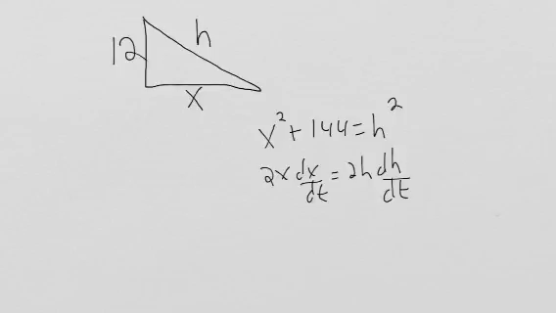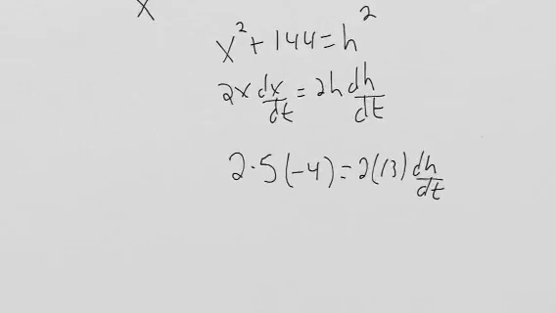It says that h is 13, and we already figured this out in the last problem using the Pythagorean theorem, that when h is 13, we found out that x was 5. So we know that x is 5. We have 2 times 5. And then what's dx dt? It gave it to us. It says 4 feet per second, so it's that negative 4 equals 2 times 13 times dH dt.